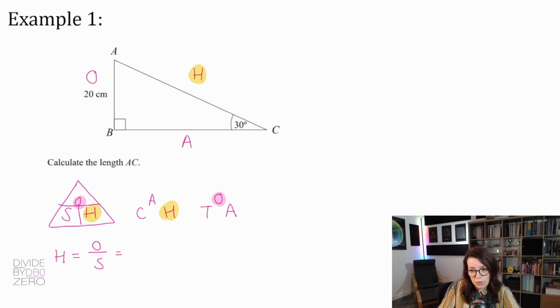And in this case, O is 20. S stands for sine, so we're going to do sine 30. And then we remember that sine 30 is equal to a half. So we do 20 divided by a half, and that equals 40.